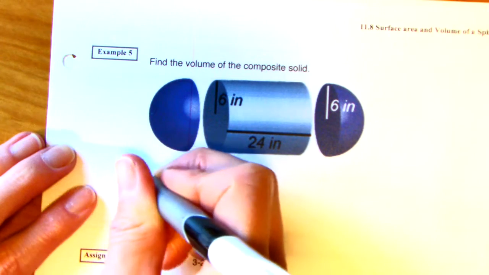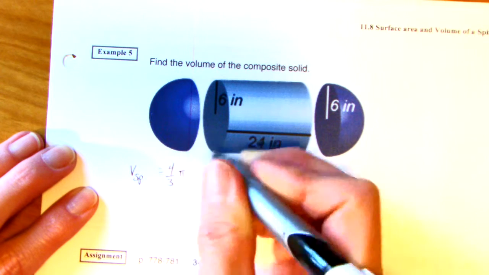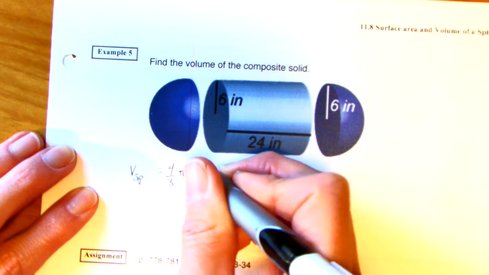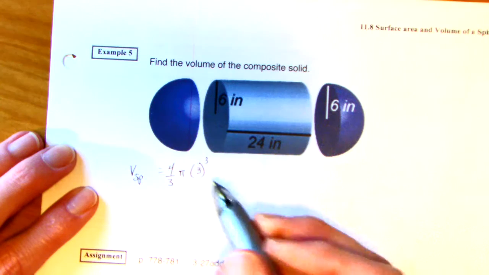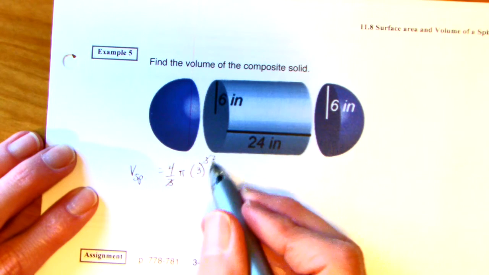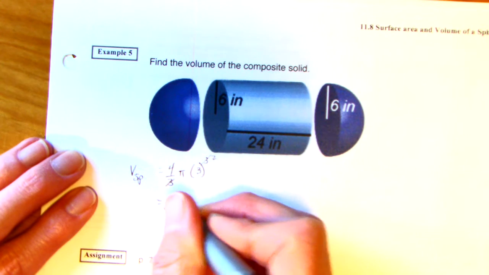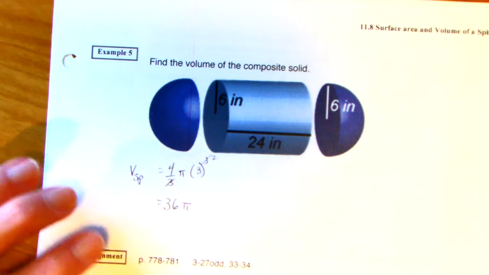So, volume of the sphere is 4/3 pi r cubed, with r being 3. Okay, well, look at this. This is going to cancel with this. 3 squared is 9. 9 times 4 is 36. Okay, that's for the sphere.